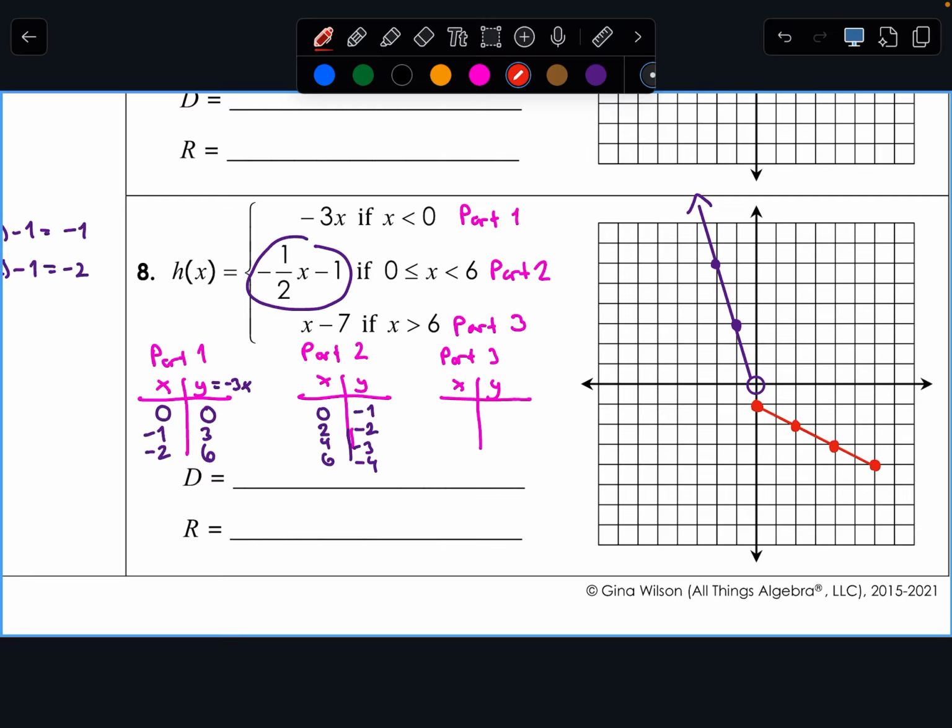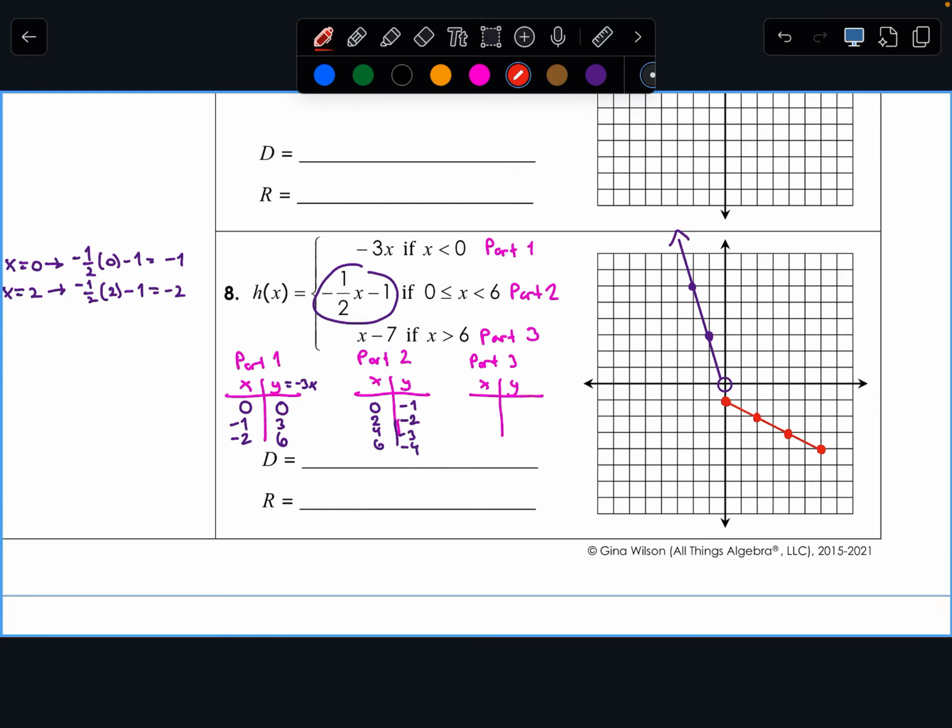Okay. All right, let me finish this up. I'm sorry, I know the class is almost over. Now, let me do part 3, x minus 7. So where do I start? What's my endpoint? Where do I start at? If x is 6, so it'll be 6. And then 7, and then 8.